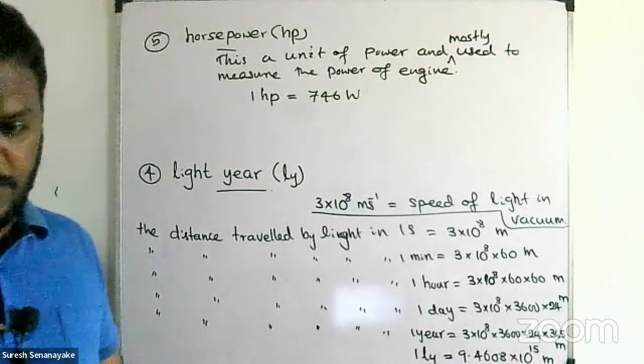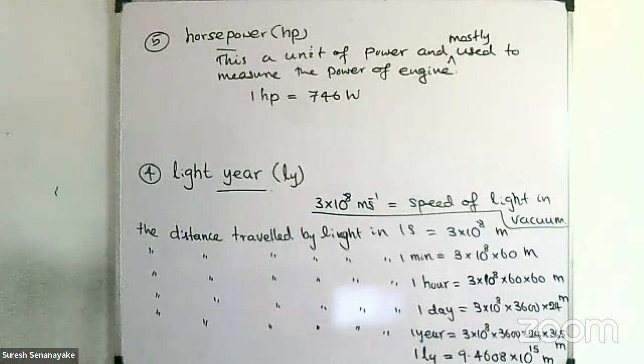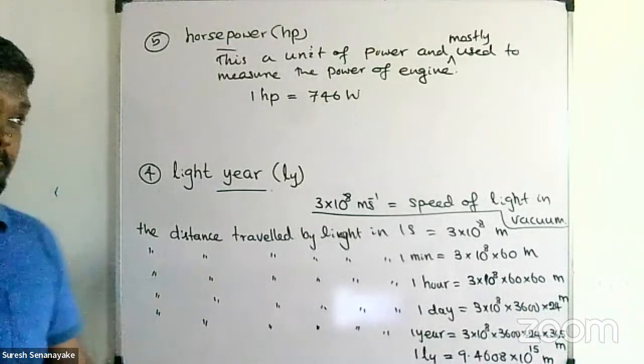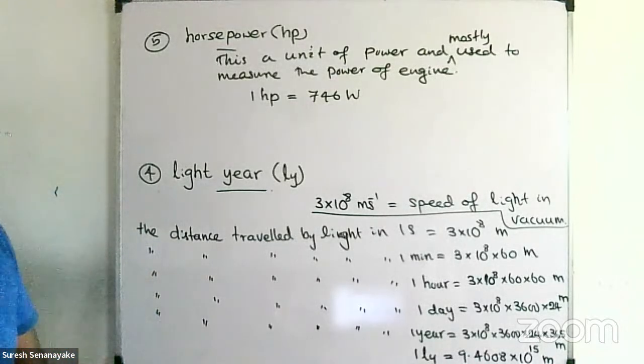After you finish writing this, there is another one we have, right? It's the astronomical unit, AU we call it. That's the average distance between the sun and the earth. That's what we call the astronomical unit.